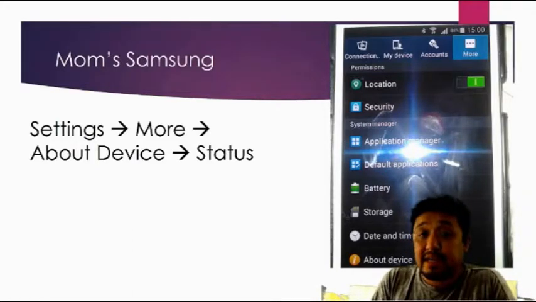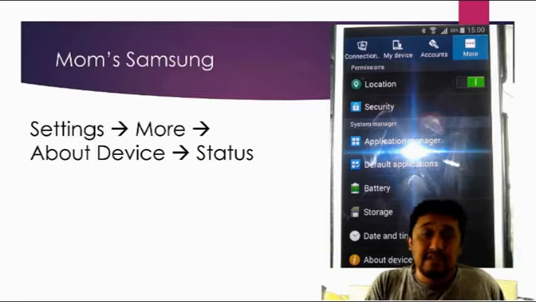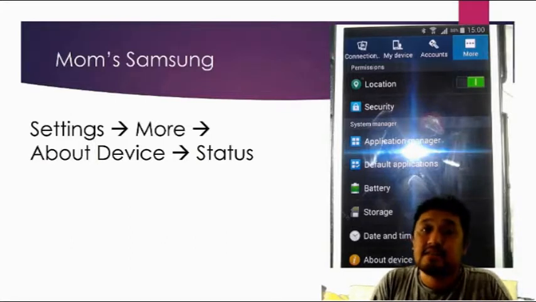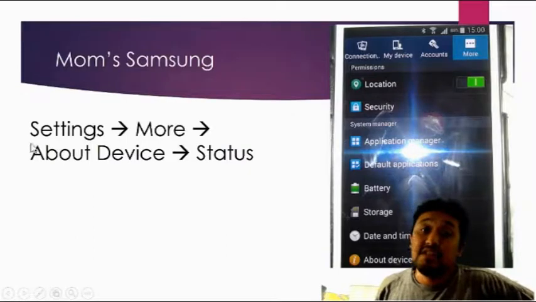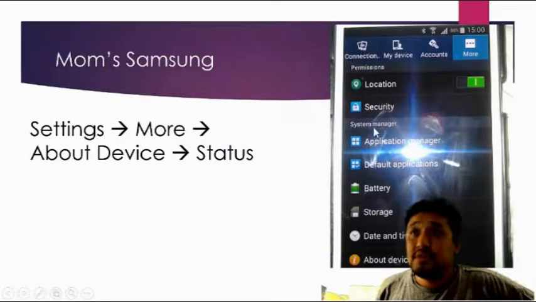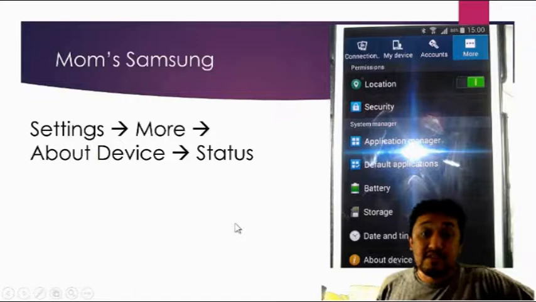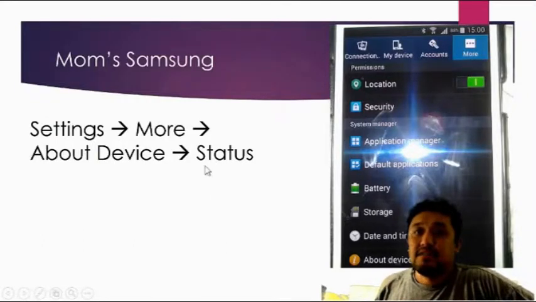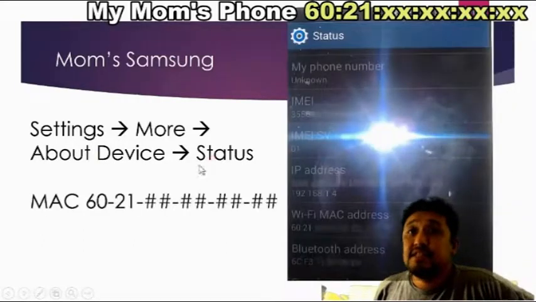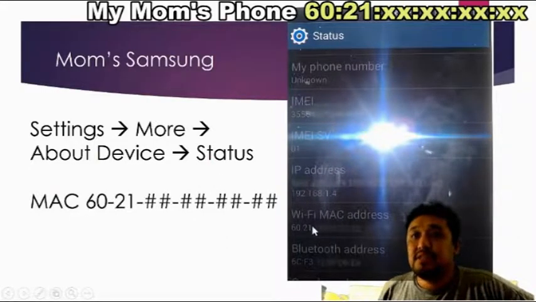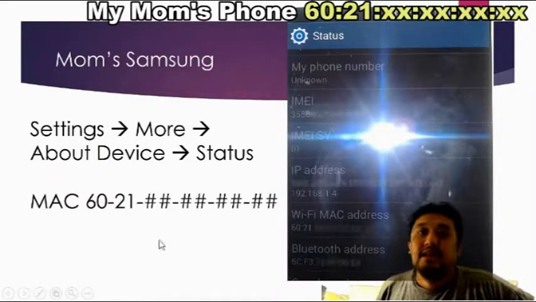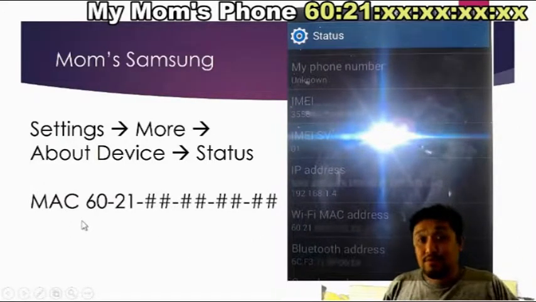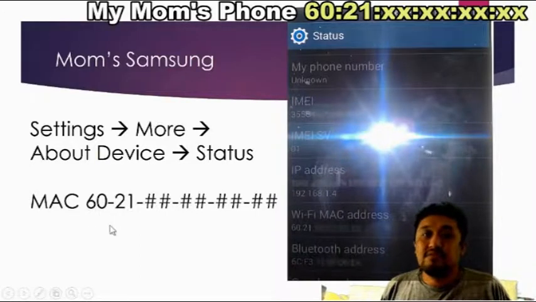Just now my mom came back and I borrowed her phone, and I was curious about her MAC address. So for my mom's Samsung phone, you just need to go to settings, click on more, then click on about device. When you click about device, menu items appear. So you click on status. Once you click on status, you will have your Wi-Fi MAC address mentioned here. 6021. So my mom's phone MAC address is 6021.